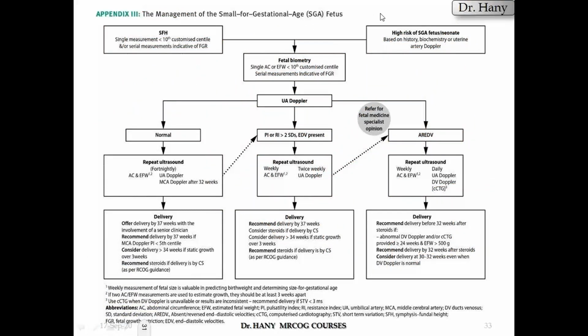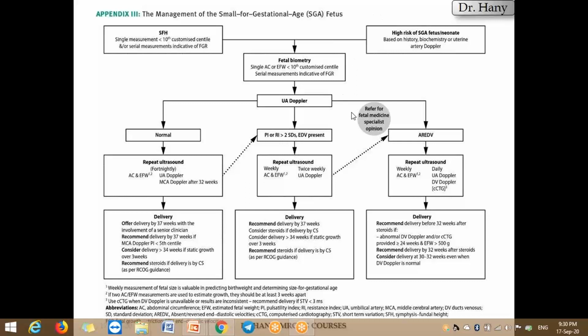I think... Dr. Hany, one question here. Suppose a patient has a previous history of small for gestational age and now the scan is normal. But we have to apply her that chart, previous chart, no, that serial scanning from 26 weeks, right?